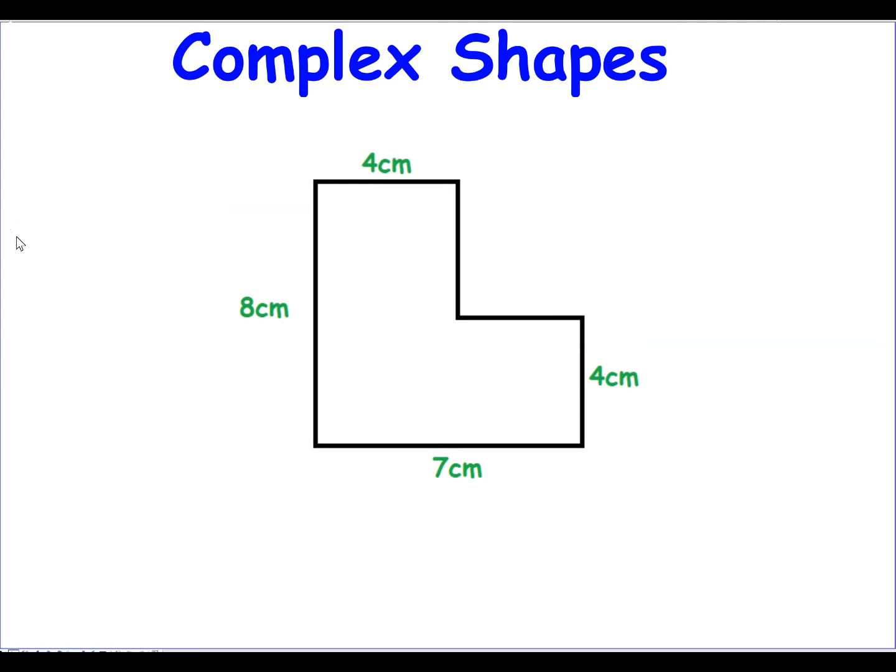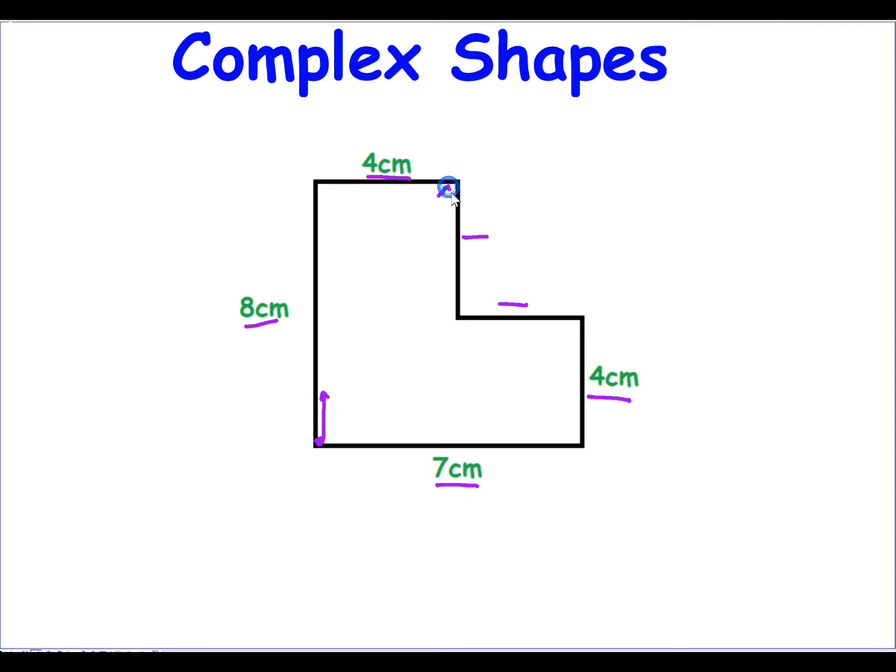If we assign lengths to most of our sides, we can calculate our missing sides based on some of the measures we already have. So if I walk around my shape and I start here, I know I've got 8 centimeters and 4 centimeters, but this length here is missing, this length here is missing, then I've got 4 and 7.